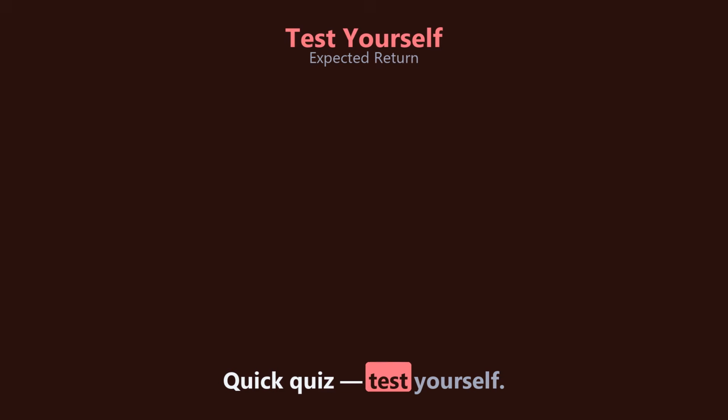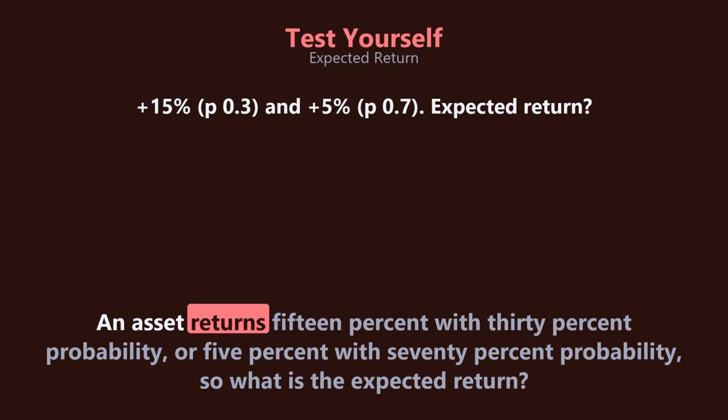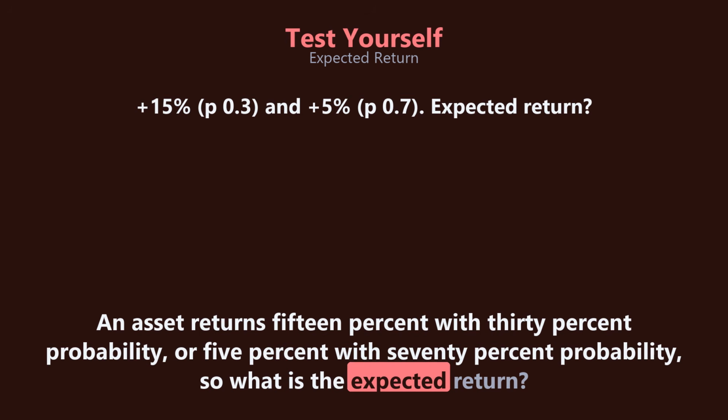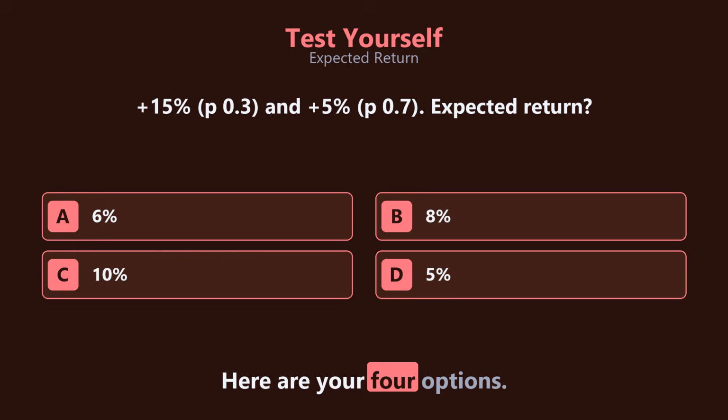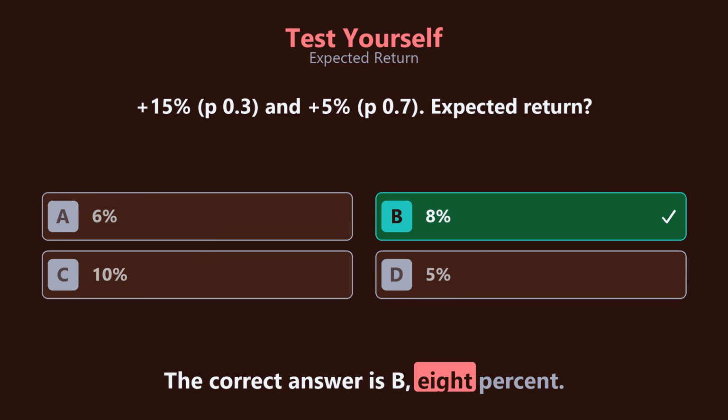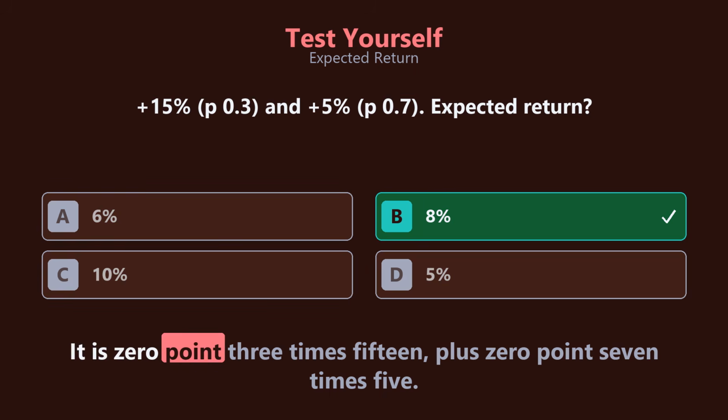Quick quiz, test yourself. An asset returns 15% with 30% probability, or 5% with 70% probability, so what is the expected return? Here are your 4 options. Pause the video and solve it now. The correct answer is B, 8%. It is 0.3 times 15, plus 0.7 times 5.